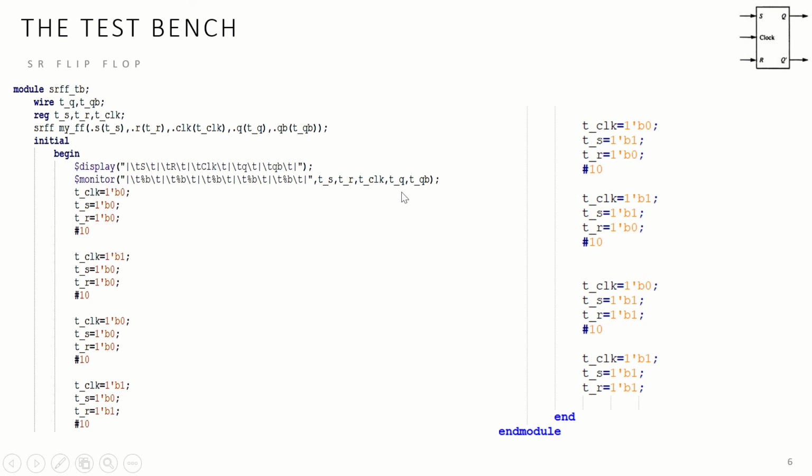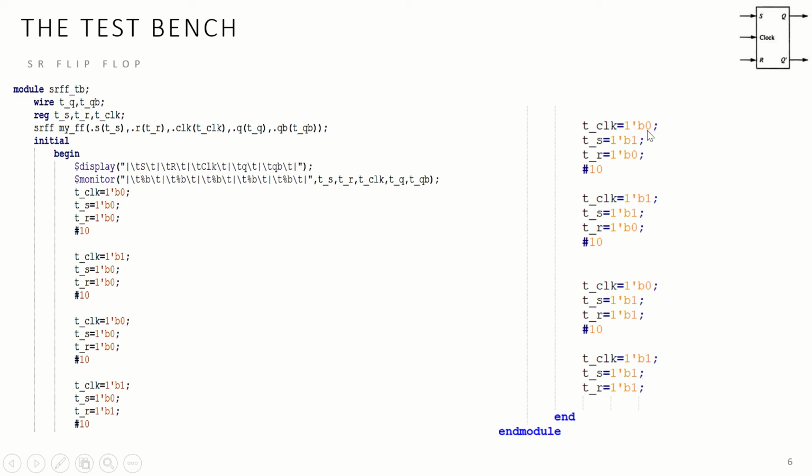Whenever there is a change, I get that reflected immediately on screen, and that's what is presented out here. Now, what is the first case? The first case goes with clock as 0 and S and R as 0, 0. Second case goes with clock as 1 and S and R as 0, 0. Third case goes with clock as 0, S and R 0, 0. Fourth case, clock as 1, S is 0, R is 1. Similarly, I have tried out all the cases here.